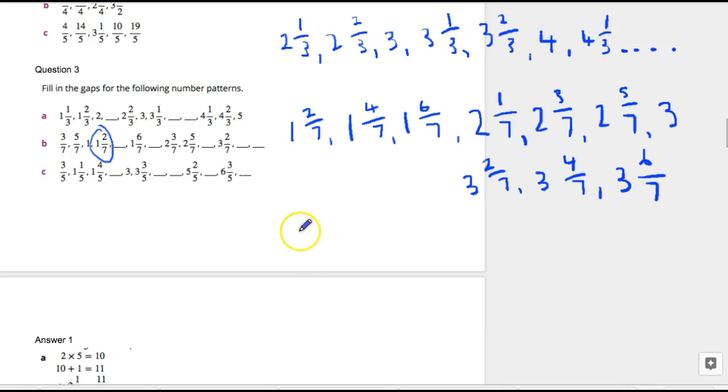All right, let's just do question C down here. Okay, so I'm going to start with 1 4/5. What's my difference? So I've got 3/5 here and I'm going up to 1 1/5. Okay, so that might be a bit tricky. Let's try to do the difference between 1 1/5 and 1 4/5. Okay, so the integer is the same, denominator is the same, and the numerator's gone up by 3. So I'm actually increasing by 3/5 now.